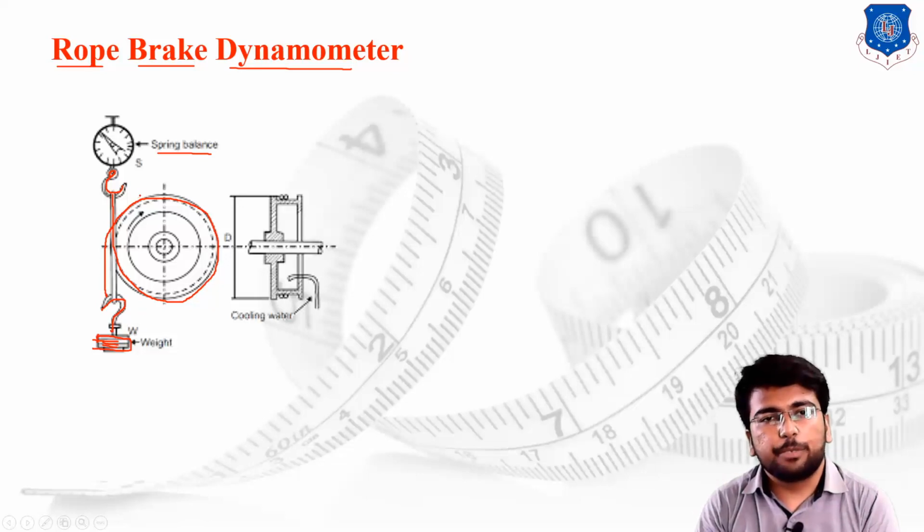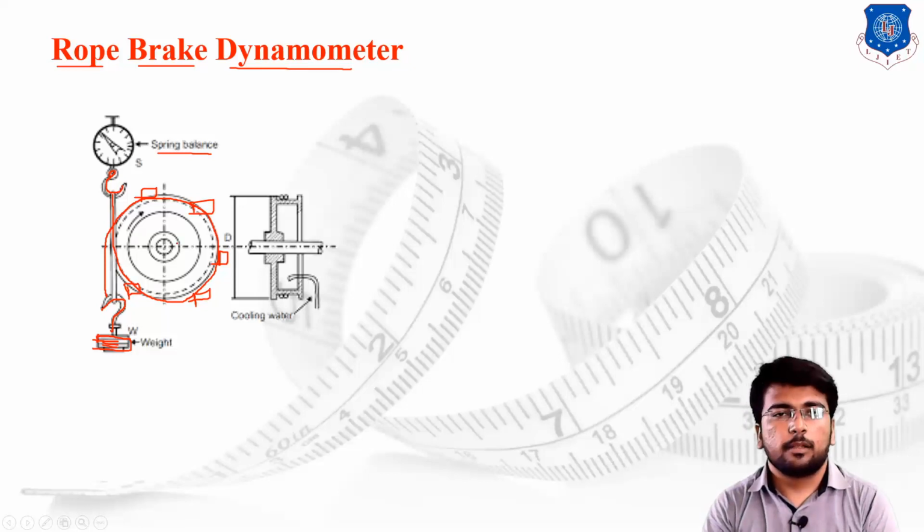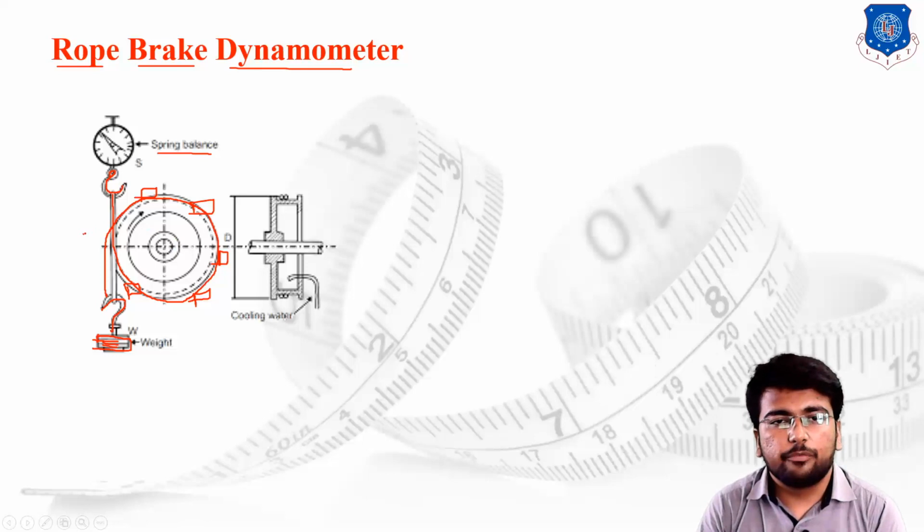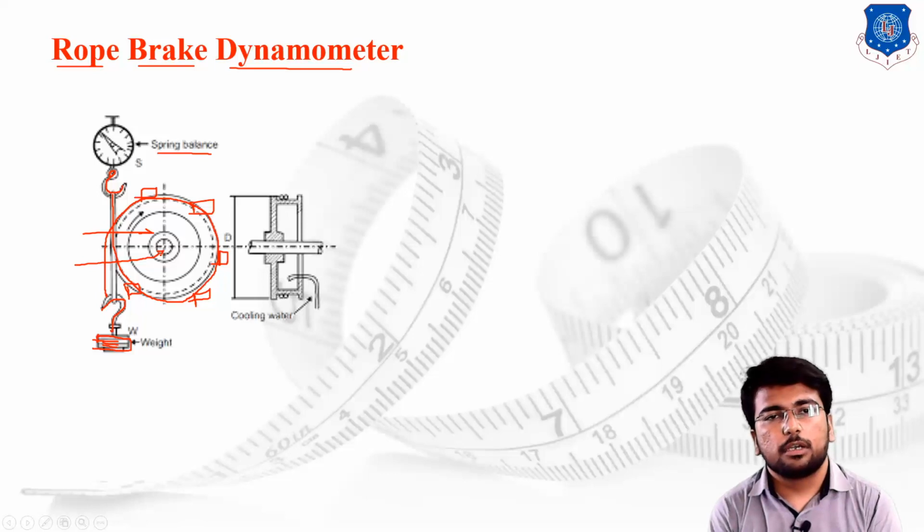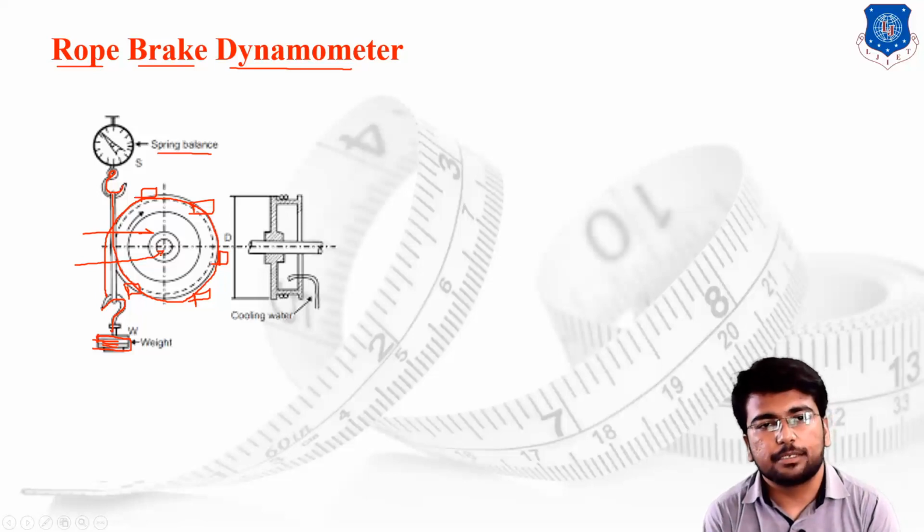In many dynamometers, we provide some wooden blocks over the rope brake to increase the frictional resistance. This is the driving wheel, or we can say the pulley, and inside the driving wheel is attached the driving shaft, the shaft of which the power is to be measured.